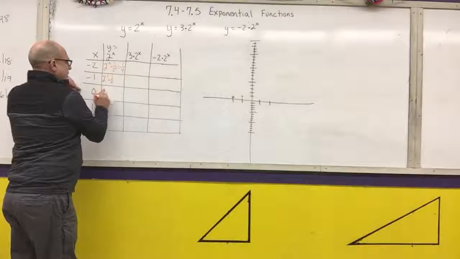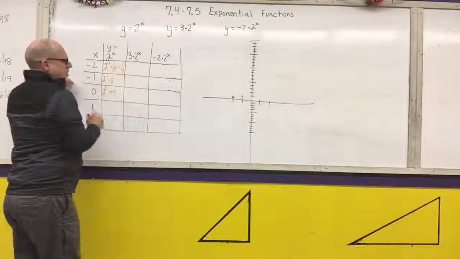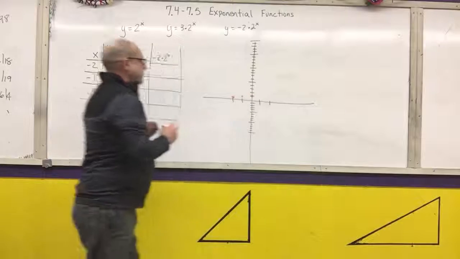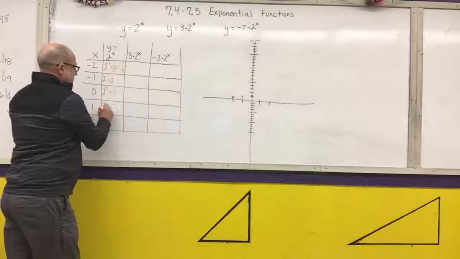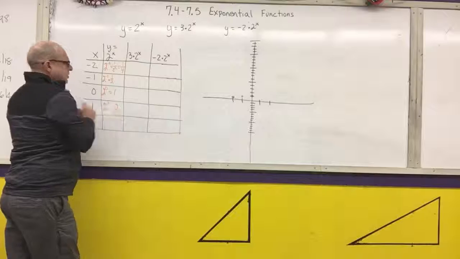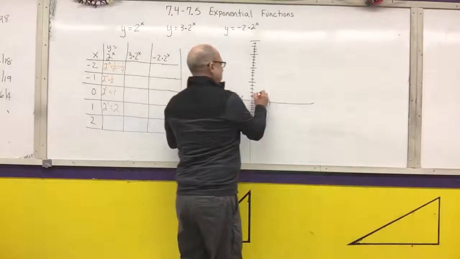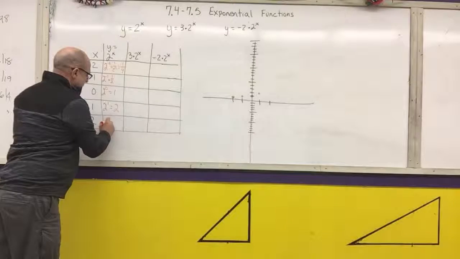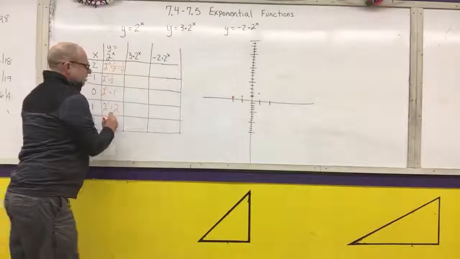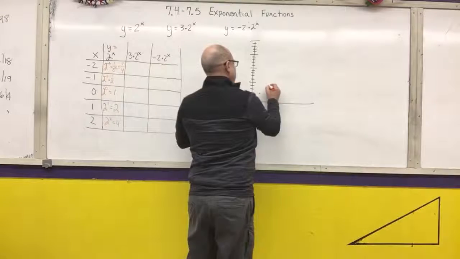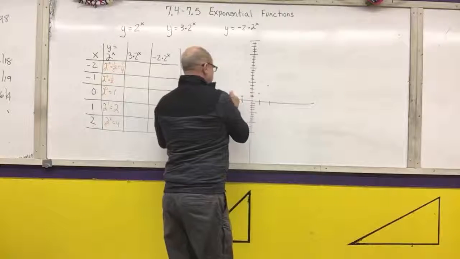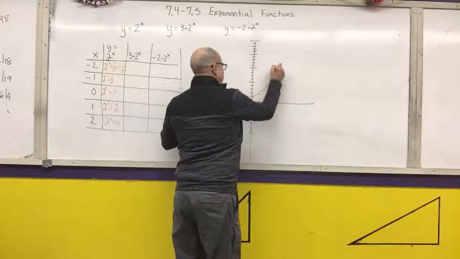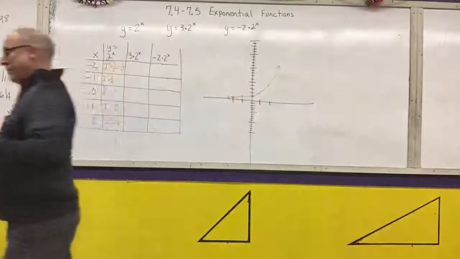2 to the 0th is 1. 2 to the first is 2. And 2 squared is 4. This would be the graph of y equals 2 to the x.